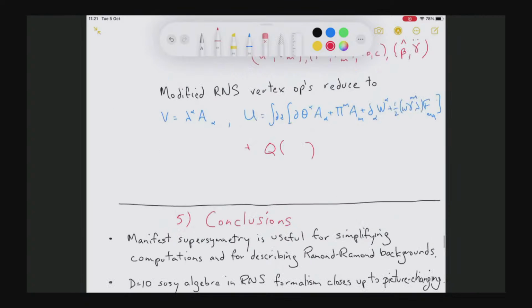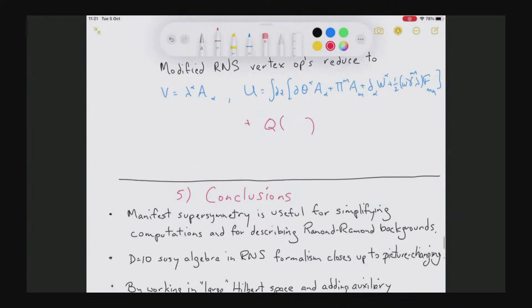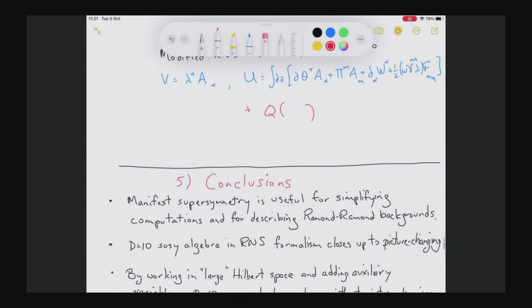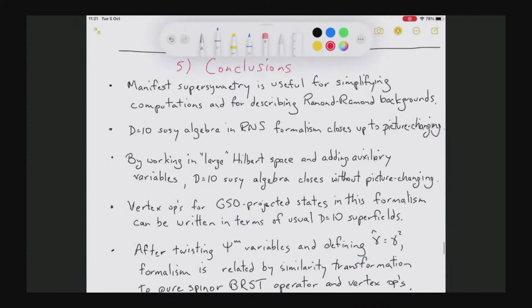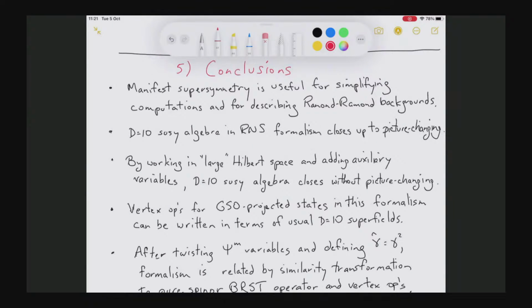Okay, so scattering amplitudes are more complicated because, of course, in the RNS formalism, we have this superconformal language of computing scattering amplitudes. In the pure spinor formalism, we do have a mechanism for computing scattering amplitudes, but it involves introducing regulators, which I'm happy to go into during the discussion session, but I don't want to talk about it yet. Okay, so let me just conclude, and then I'll say something about scattering amplitudes.